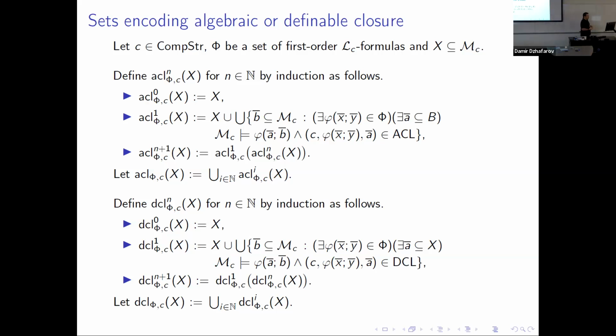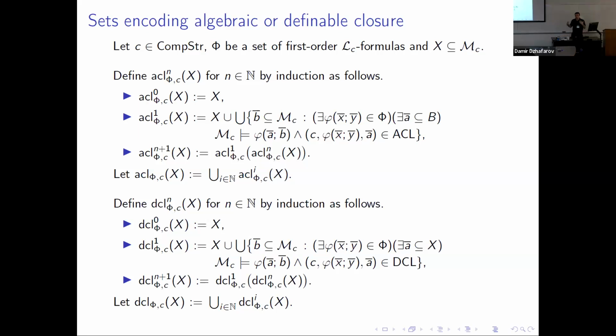So we're going to define the lowercase ACL and DCL, where the one-step iteration is: you take a set, and for every formula in your distinguished collection phi, if there are only finitely many realizations, you throw all those realizations into the set, and you get a larger set. Then you iterate this process until it stabilizes. This will give you the full algebraic closure as opposed to the one-step algebraic closure. And likewise, you do a similar thing for the definable closure.